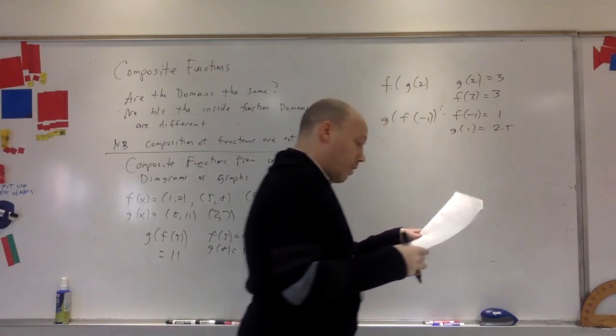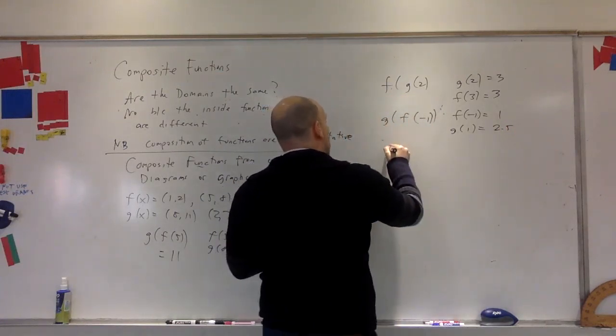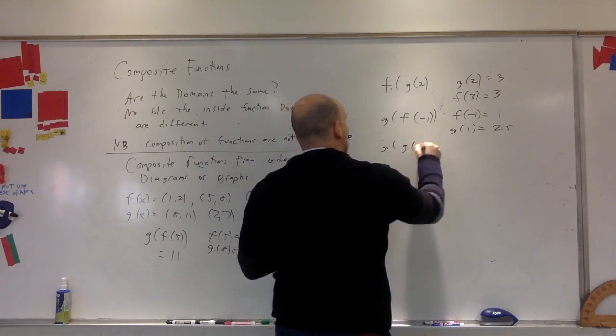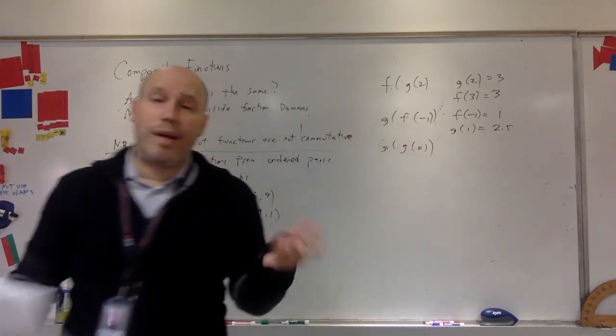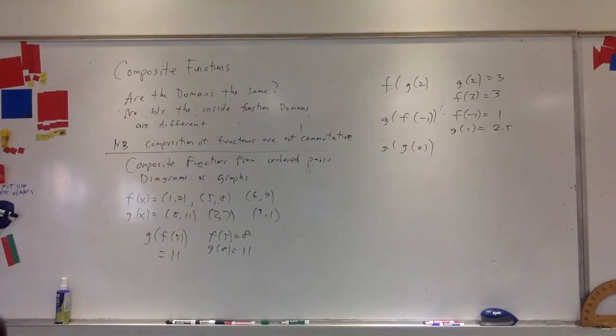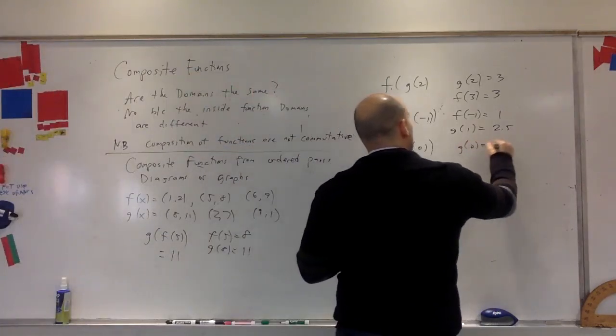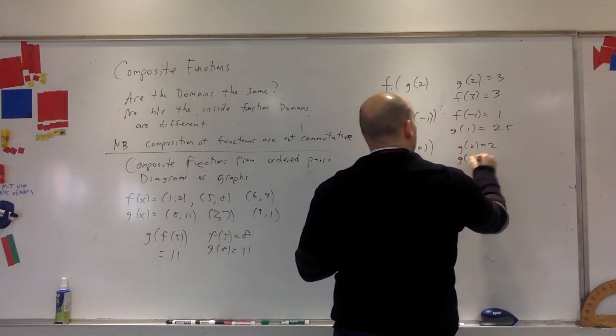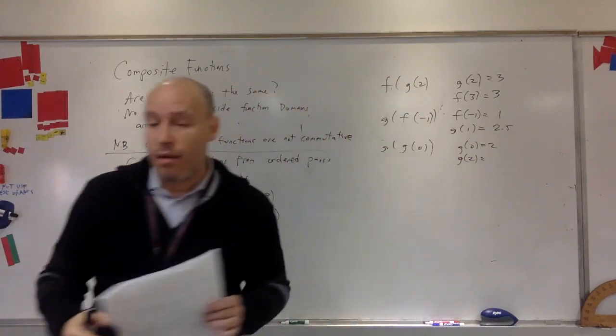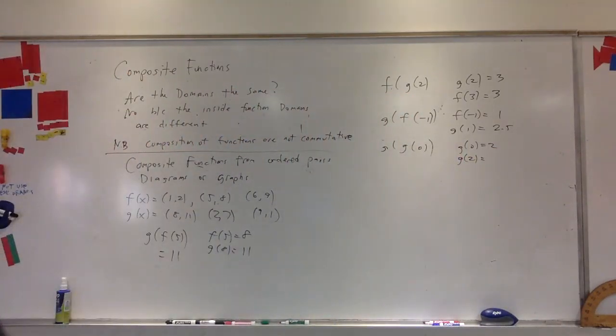And then the last thing I want to know is g of 0. Where is the green at 0? The green is at 2. So g of 0 is 2. And what's g of 2? Because we're putting it back in the composite again. G of 2 is 3.